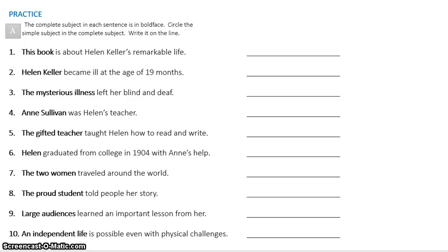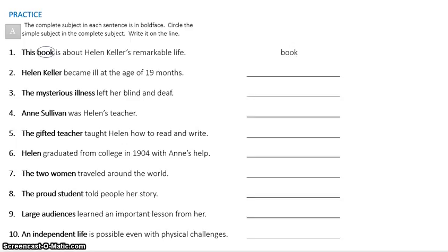So let's look at the first one. It says, this book is about Helen Keller's remarkable life. All right, this book they put in boldface, and they're telling you that is the complete subject. So the rest of that sentence would be the complete predicate, but we're only looking at the complete subject right now. Now, it says this book. I have to ask myself, what is the entire sentence about? Is it about this? No. Is it about book? Yes. So what I do is I circle the word book in purple and then I write it on the line.